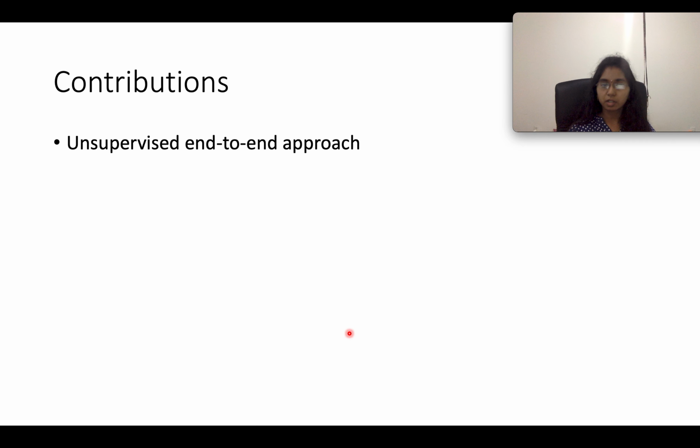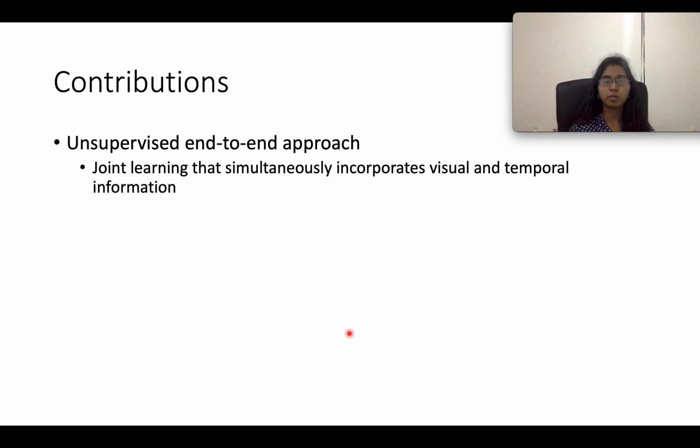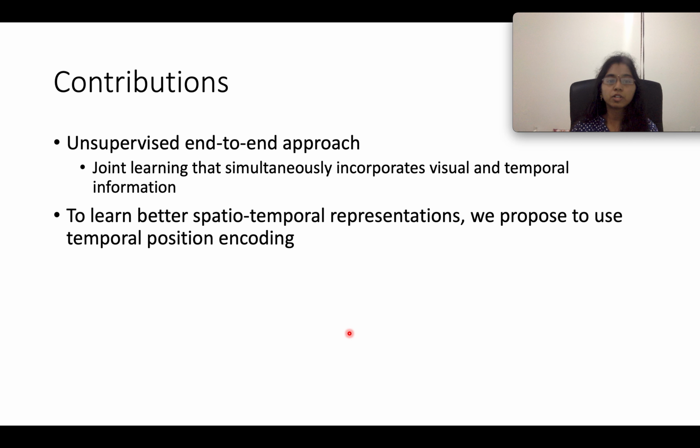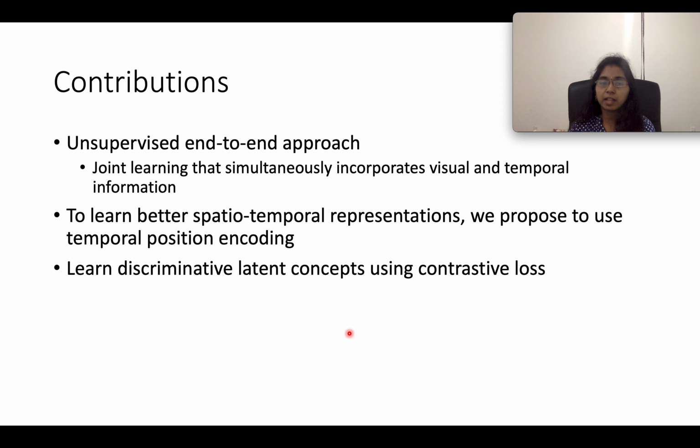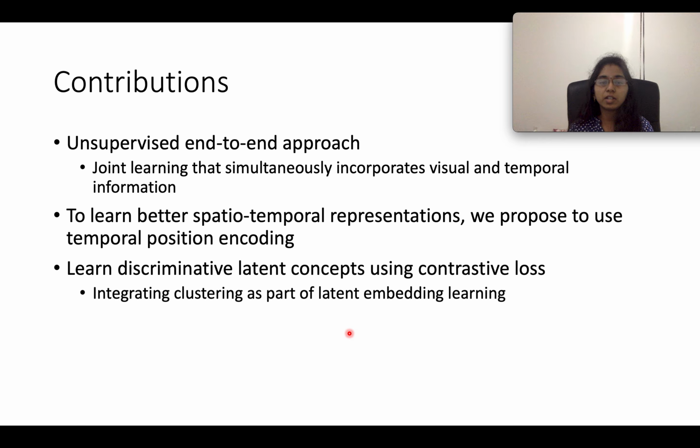So, we propose an unsupervised end-to-end approach where we propose a joint learning mechanism that simultaneously incorporates visual and temporal information, and then to better learn the spatiotemporal representation we propose to use temporal positional encoding inspired by the transformers. And then we propose a novel latent discriminative concept learning module. With the help of contrastive loss, we integrate clustering as part of latent embedding learning.